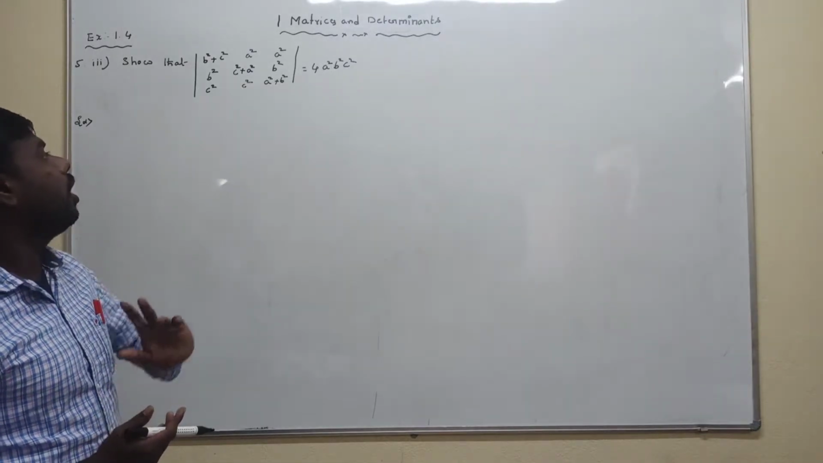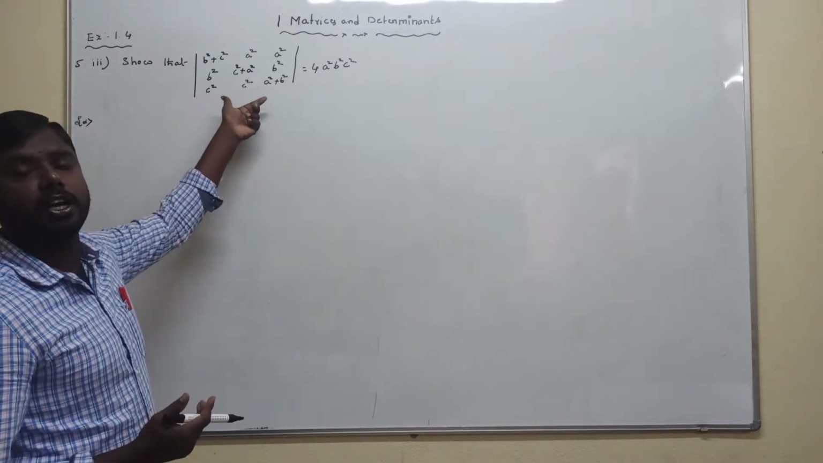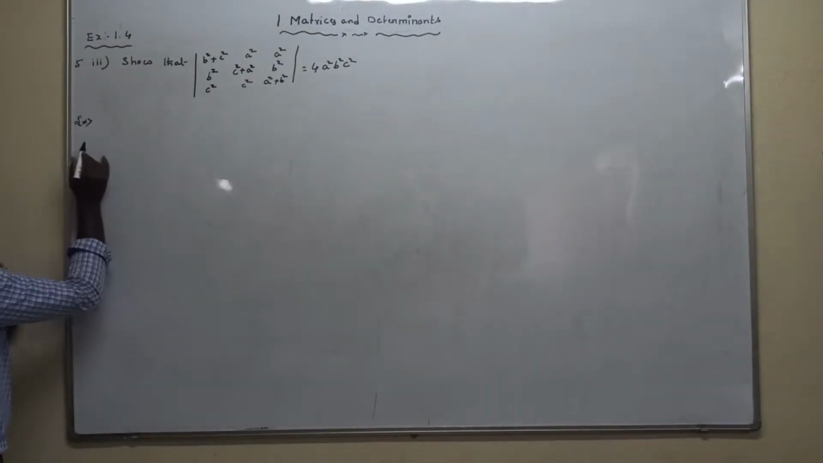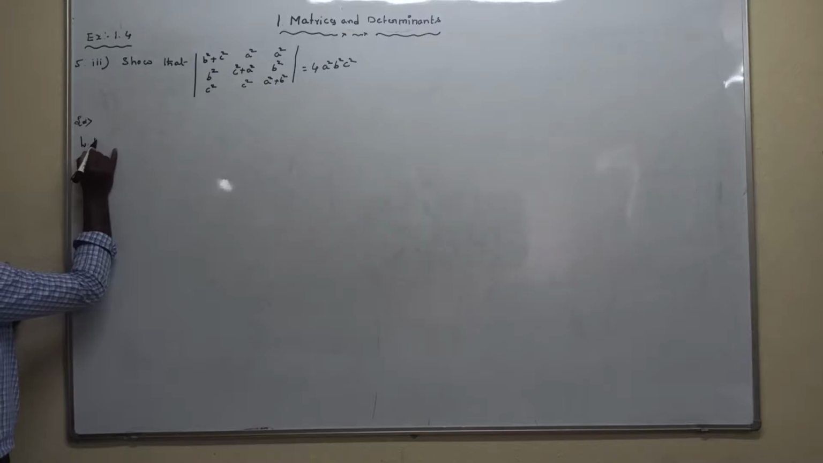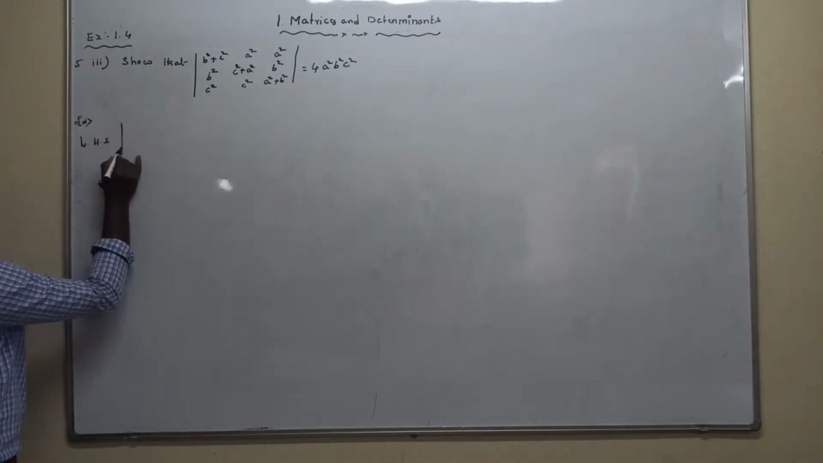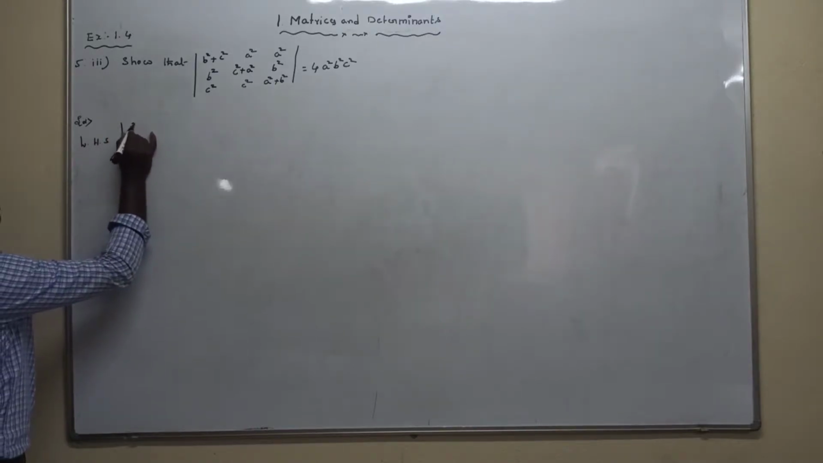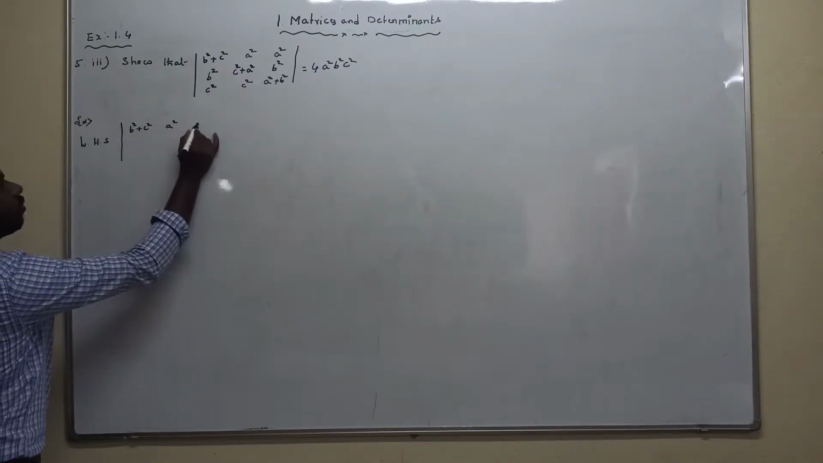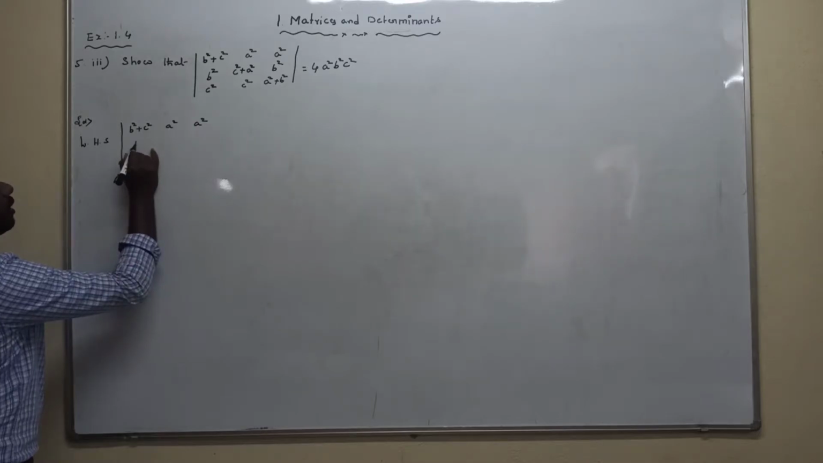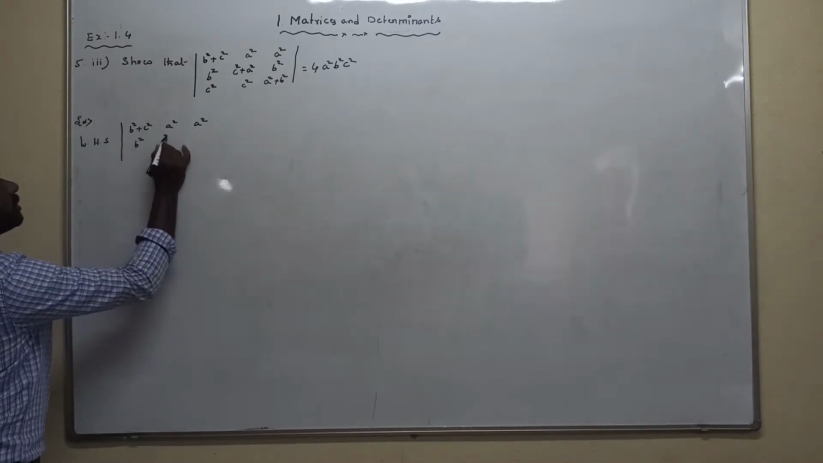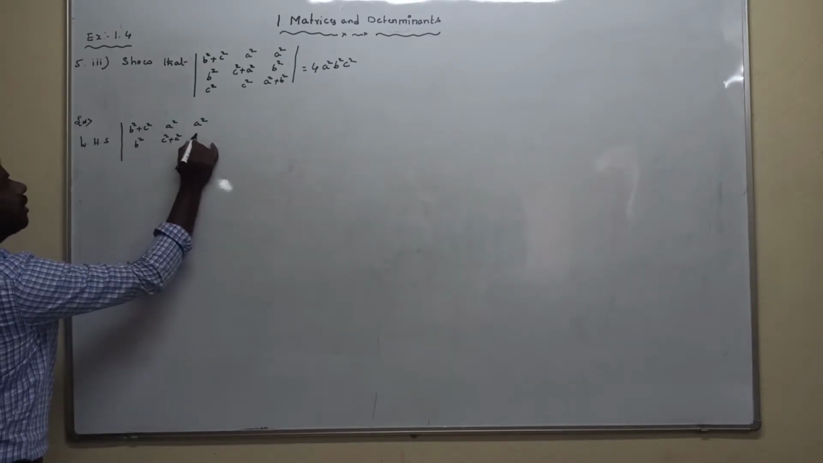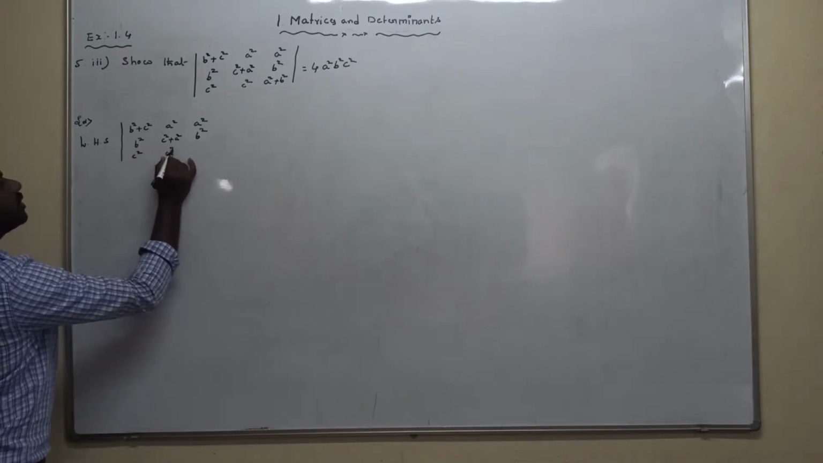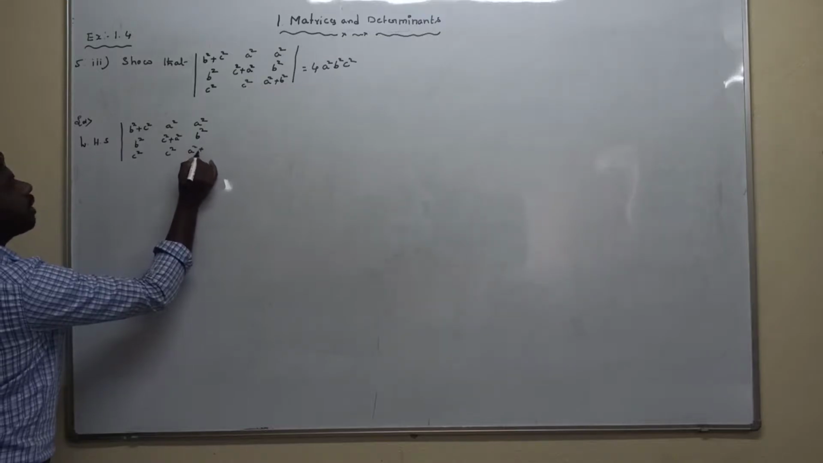See the solution. How to prove that the left hand side determinant is equal to the RHS value? First we are taking the left hand side determinant. The values are b square plus c square, a square, b square; c square plus a square, b square, c square; a square plus b square.